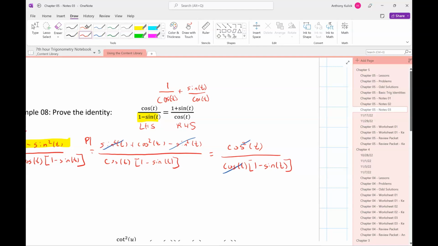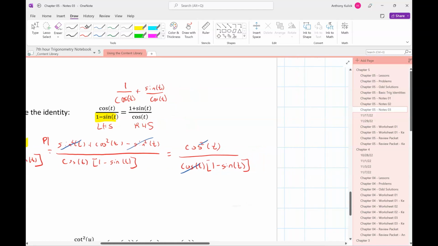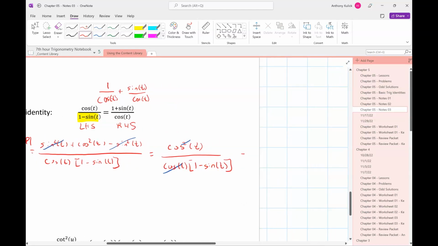I can cancel a cosine from the top and 1 from the bottom. That leaves 1 cosine still left on top. And wait a minute. Wait a minute, by George. Isn't that what we were looking for? Rock and roll. Again, eye on the prize.